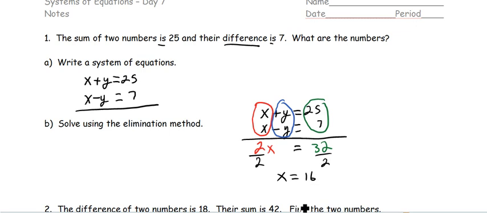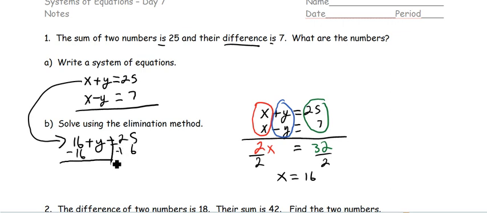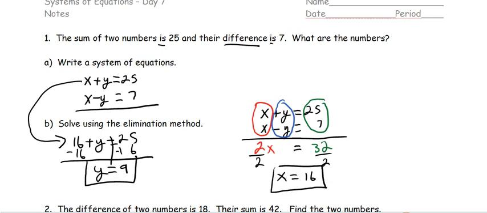x equals 16. So now I can go back and plug it back into here. I'm going to rewrite this, but instead of x, I'm going to write 16 plus y equals 25. Subtract the 16, subtract the 16. We have y equals 9. So the two numbers are y is 9, x is 16.